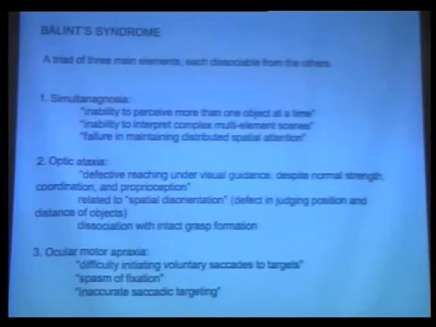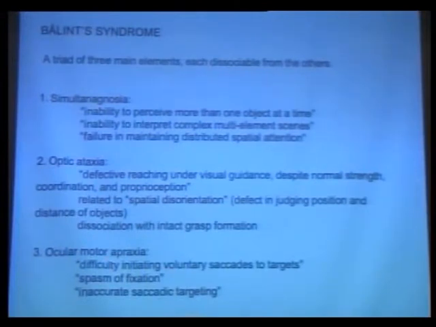It's an attentional deficit. Optic ataxia is difficulty reaching under visual guidance, despite the fact that everything else in your arm seems to be intact. And that's one of the key things. It's hard to diagnose if they've also got hemiparesis. It's related to a spatial disorientation because they have trouble judging position and distance of objects. One of the interesting things is that even though they have trouble reaching for things, because they can't figure out exactly where it is, because they do have intact object recognition, they may actually be able to form the grasp correctly for the object.